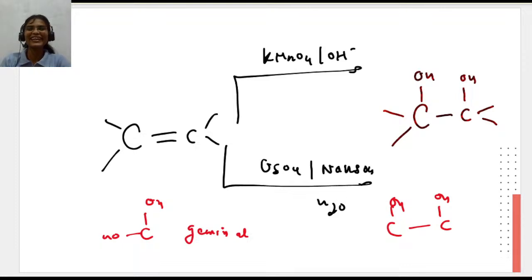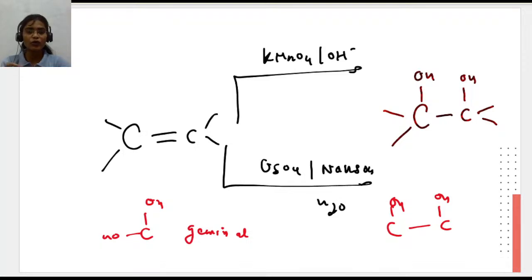Is it geminal or vicinal? It's a vicinal position. So many times we have discussed geminal diol and vicinal diol. So it's a vicinal position, and we are getting a vicinal diol. If the adjacent carbons have OH, it's vicinal. If both are on the same carbon, it becomes geminal.